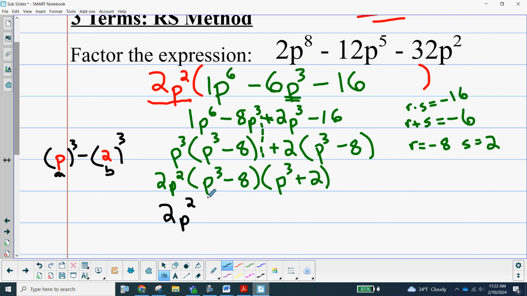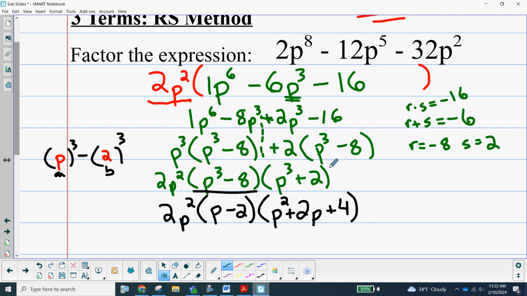And let's fill that in with our difference of cubes. So it's a minus b times a squared plus ab, in this case 2p, plus b squared, or 2 squared, which is 4. All right, so we factored the p cubed minus 8 using the difference of cubes.